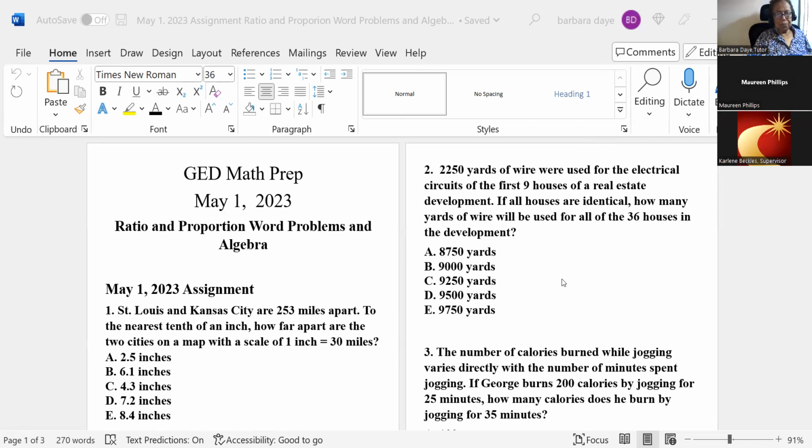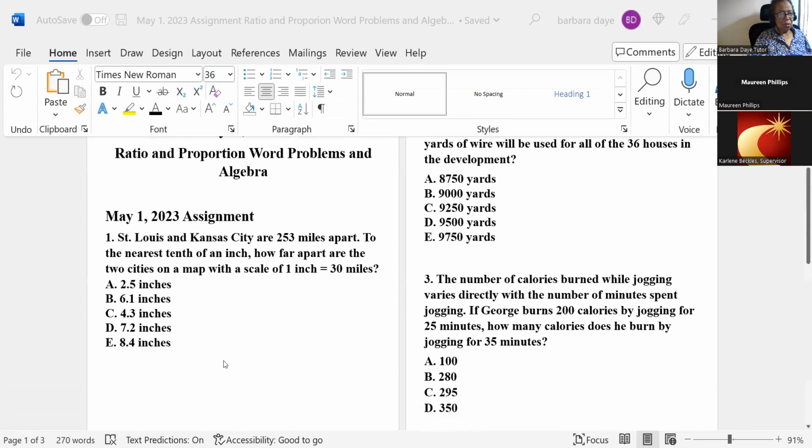So what I was saying is we're going over the assignment first, and then we'll look at translating some verbal expressions to algebraic expressions. Did you get a chance to look at the assignments? I did the first three. Okay, all right. You did the first three. So how did you set up the first one?